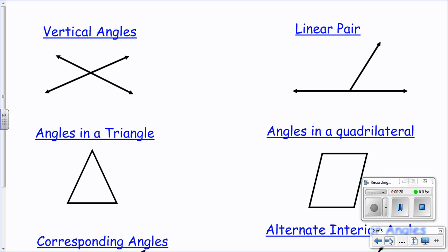We could have vertical angles. So if I call this angle A and this angle B, the angle relationship with vertical angles is that angle A is congruent to angle B. So I'm just going to write that as A equals B. So I will set those angles equal to each other. The vertical angles could be horizontal or vertical. So for example, it's also true that angle C is congruent to angle D.